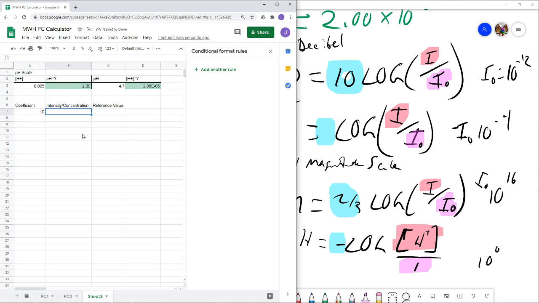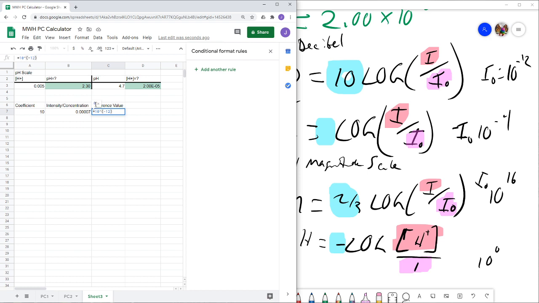Our intensity, I don't know, we'll just make up something. How about 7? Well, we need to have equals because we're going to do scientific notation. How about 7 times 10 to the about negative 4 or 5. Alright. So there's some intensity, and then we know that I naught, in this case, since we're doing the decibel scale, was 10 to the negative 12.